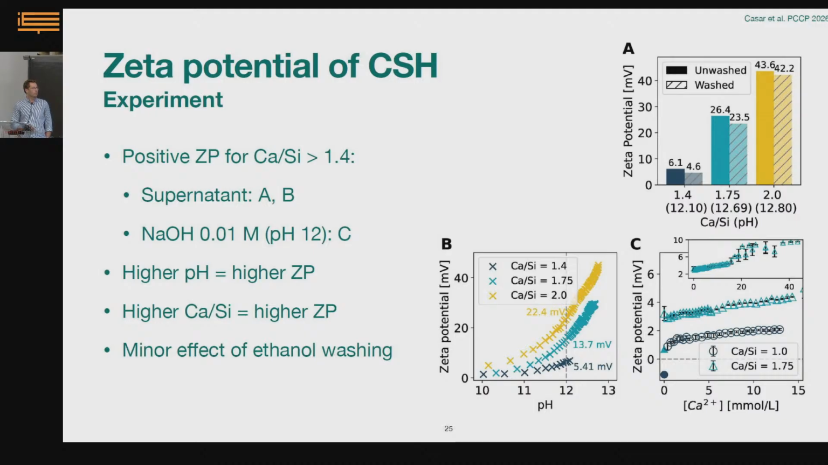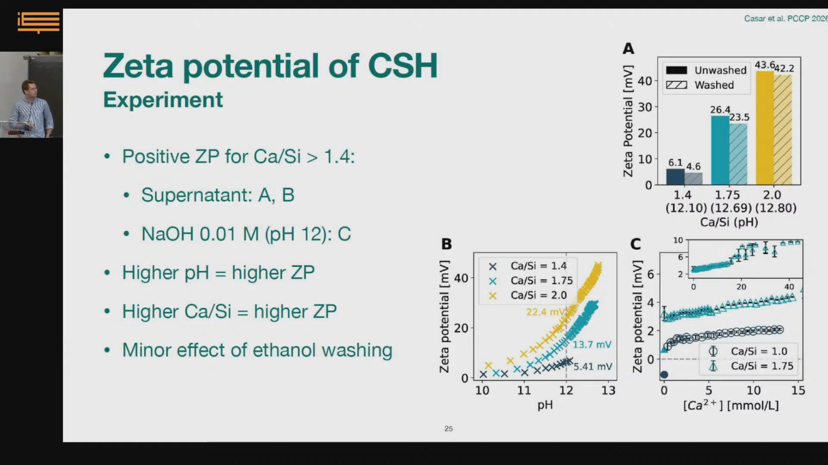Then she took those samples, which were as they are, took them out, washed them with ethanol, and put them back into supernatant. We see a slight drop. So it seems that this complexation network, whatever is on the surface, is very robust. It's very hard to wash off.